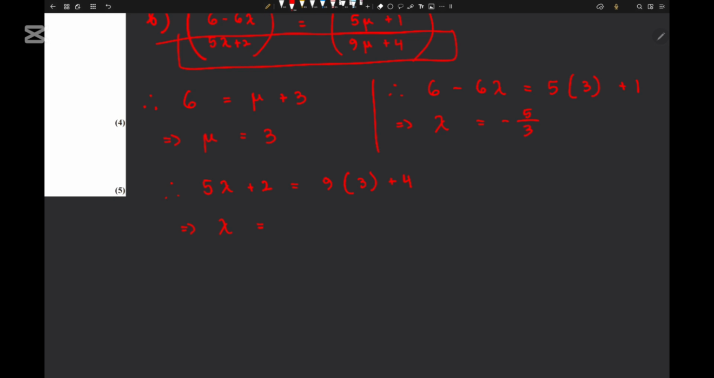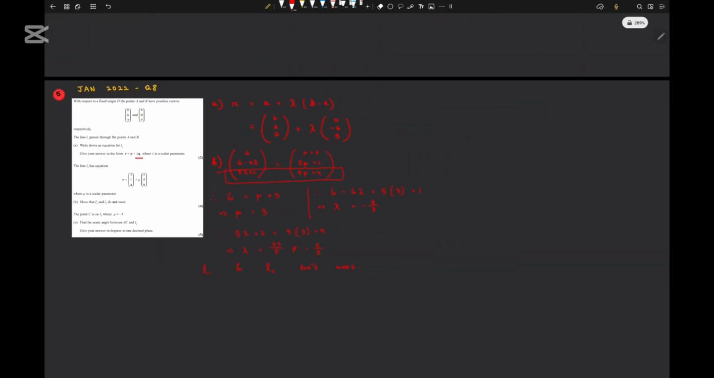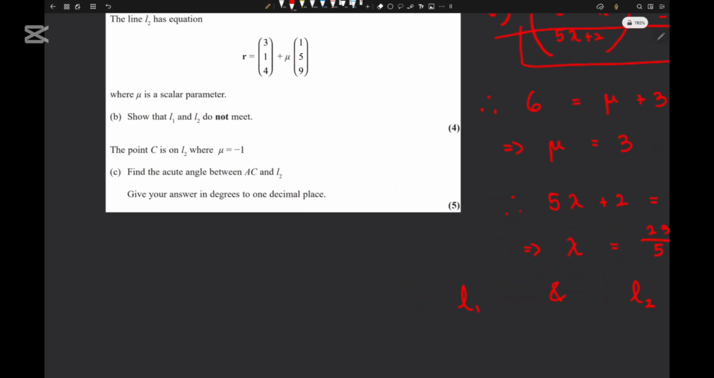So let's calculate this. As you can see, the value of lambda does not match. It's 29 over 5, which is not equal to minus 5 over 3. So we can say that L1 and L2 do not meet. So that is it for this question. Now let's move on to the next part.